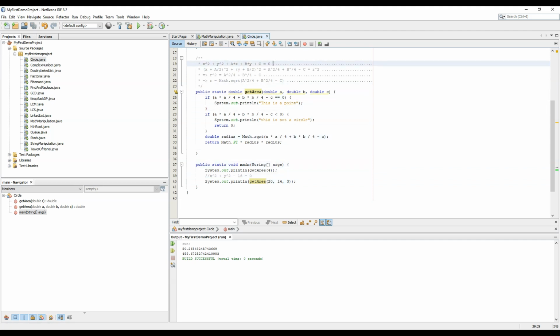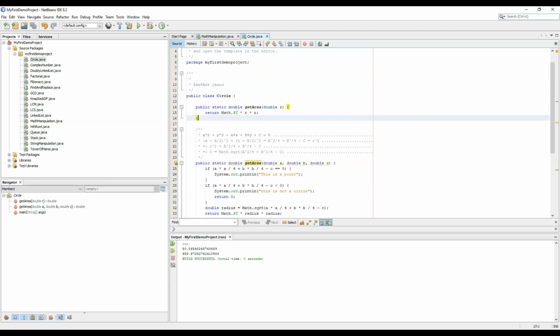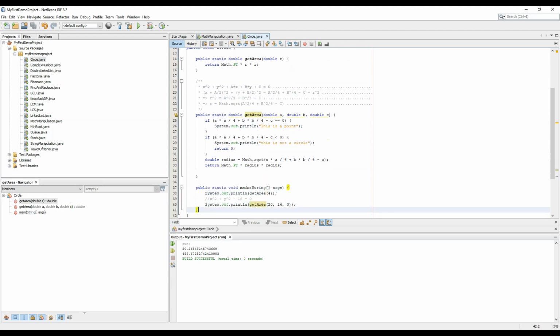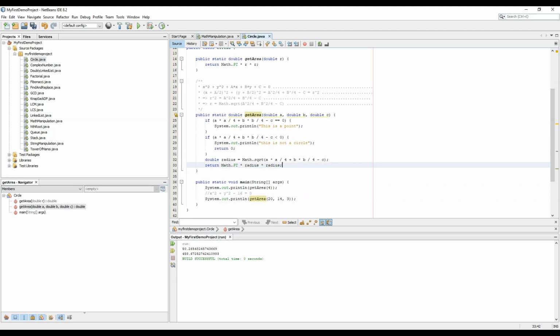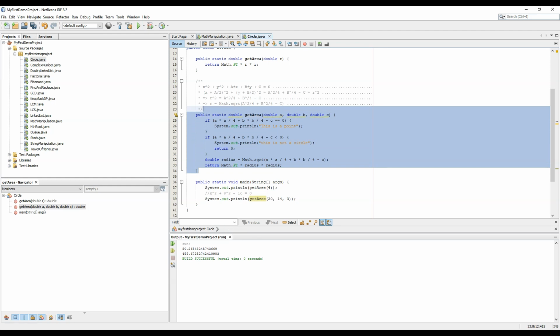So now we have the two functions. You can look at this. This is the basic formula and this is the equation with which we calculated the radius and then the area. So this is the general equation of the circle. We just passed the double a, b and c for the form x squared plus y squared plus ax plus by plus c equals 0, and we calculated the area of the circle like this.